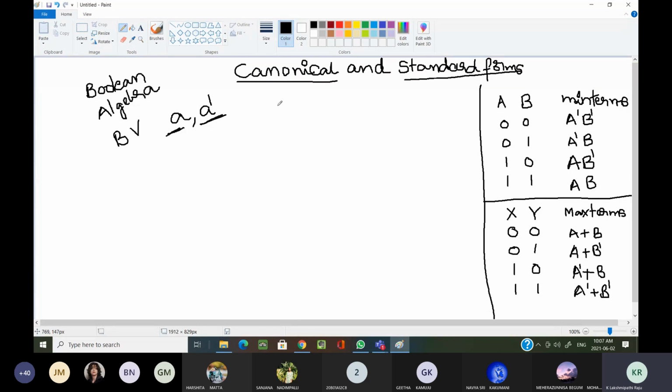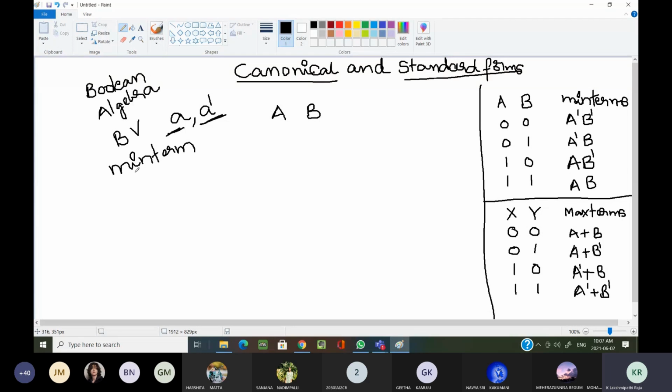We are considering two Boolean variables, and among those two Boolean variables, in order to get the minterms, I am applying the AND operation between them.